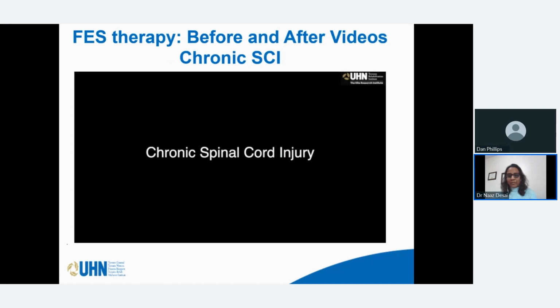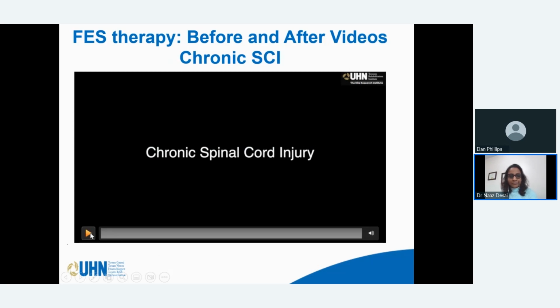And this is a before and after video of a chronic SCI patient. This patient is also more than 1 year post-SCI. When he came in, he really wanted to be able to drink water by himself independently, really a very basic task. He came to us saying that he would want to be able to do this so that his wife does not have to help him every time he needs a drink of water. So let us see how he does before and after.